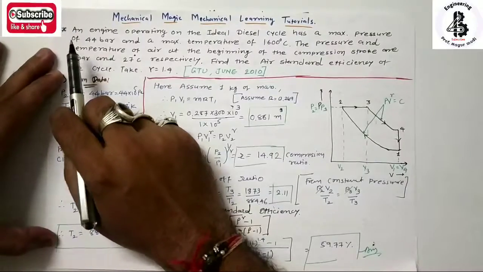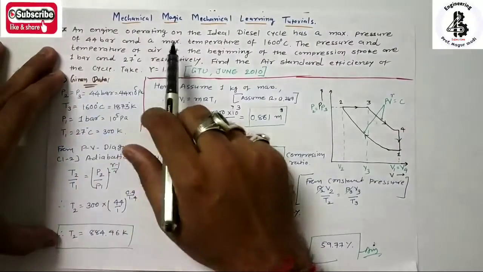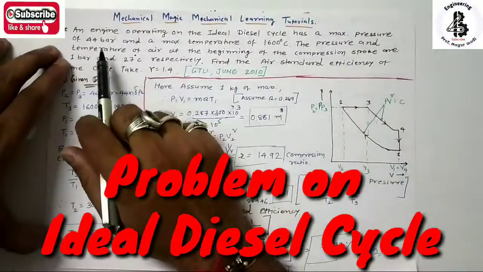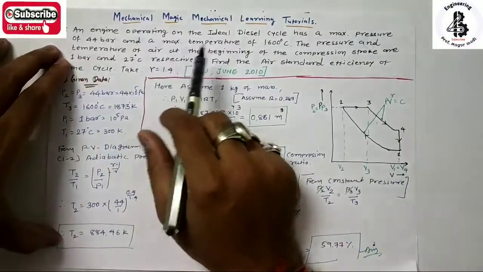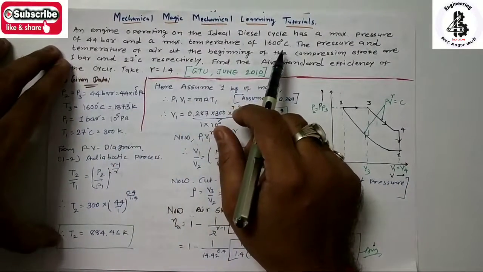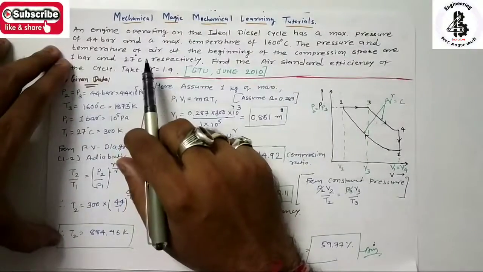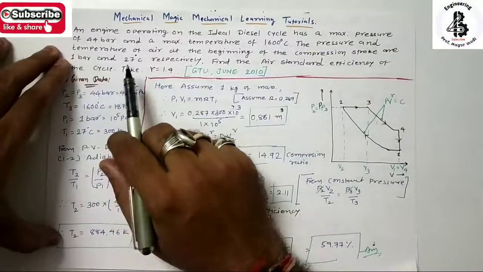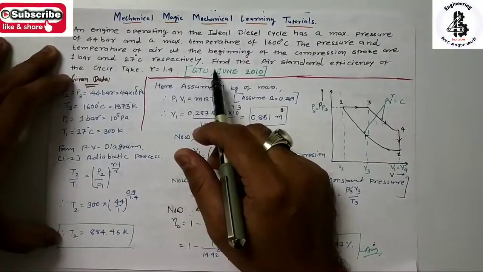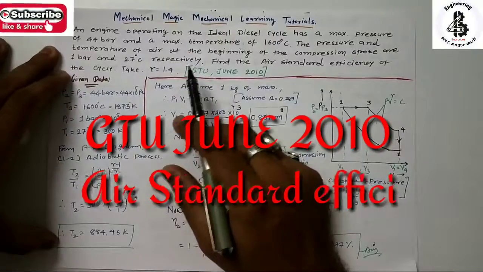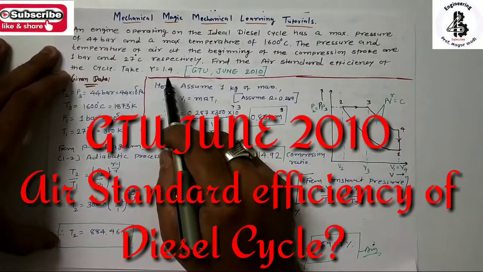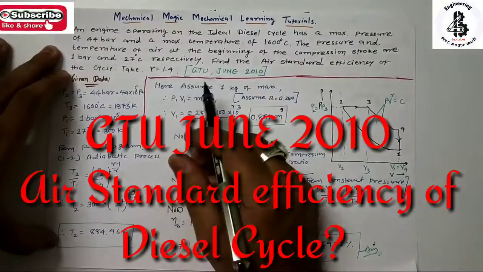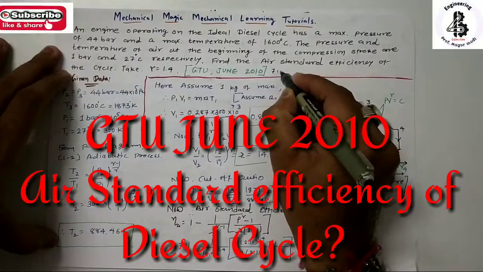So here from the data, an engine operating on an ideal diesel cycle has a maximum pressure of 44 bar and a maximum temperature of 1600 centigrade. The pressure and the temperature of air at the beginning of the compression stroke are 1 bar and 27 centigrade respectively. Find the air standard efficiency of the cycle and take gamma equal to 1.4. This example was in Gujarat Technological University in June 2010 for 7 marks.